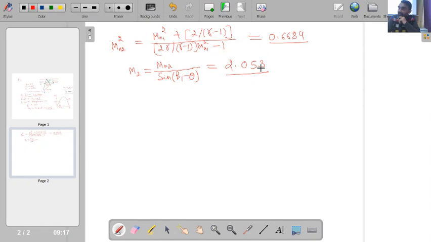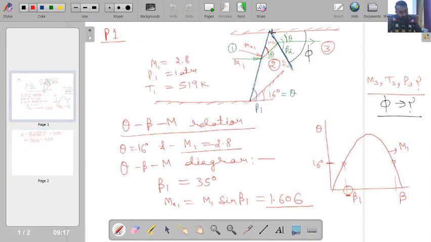I have the value of M2 now. So now, what is the situation? Now I have this second shock wave, the reflected shock wave. For this shock wave, my upstream Mach number has become M2. Is this point clear? So for this second shock wave, the upstream Mach number is M2. And what is the flow deflection angle? Theta. Theta is the same because this theta and this theta are the same.